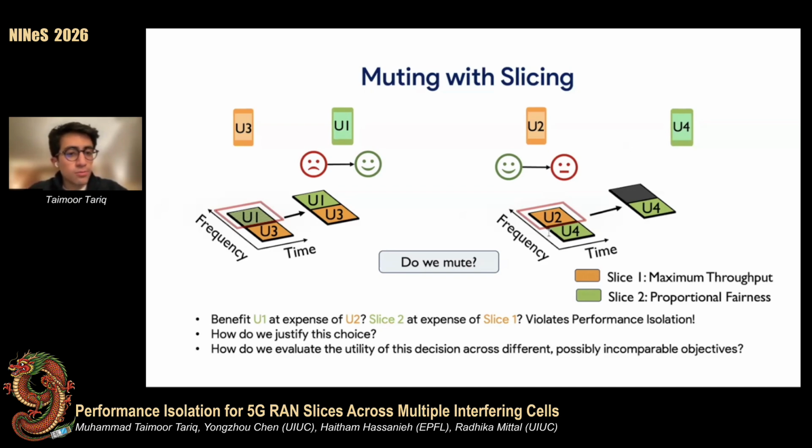And moreover, even if we were to put performance isolation aside for a second, how do we even evaluate the utility of this decision across different metrics? So the orange slice thinks in terms of maximizing throughput, while for the green slice, the currency is proportional fairness, which is basically maximizing the sum of log of throughput. So these are two completely incomparable objectives. How do we even evaluate this decision across these different objectives?